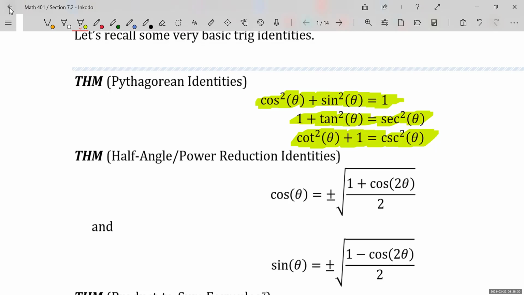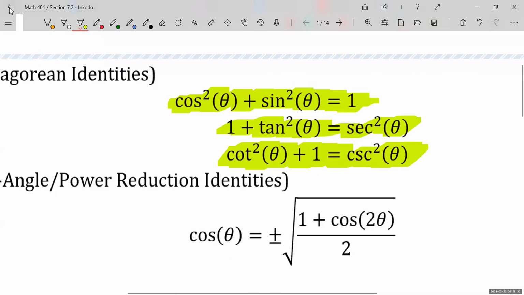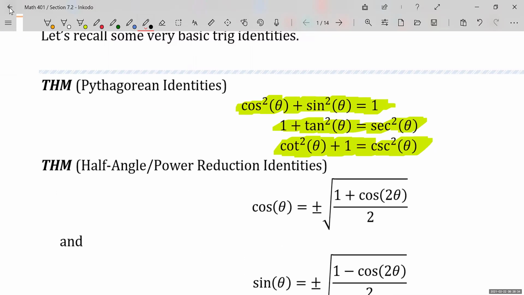You have to have these in your brain. You should also know how to manipulate them, right? So very common is the situation where you're going to have to exchange a cosine squared of some angle for a 1 minus the sine squared of the same angle. So that's just a manipulation of that formula. You do have to know how to manipulate these formulas very quickly. It's going to be critical for us as we move forward.